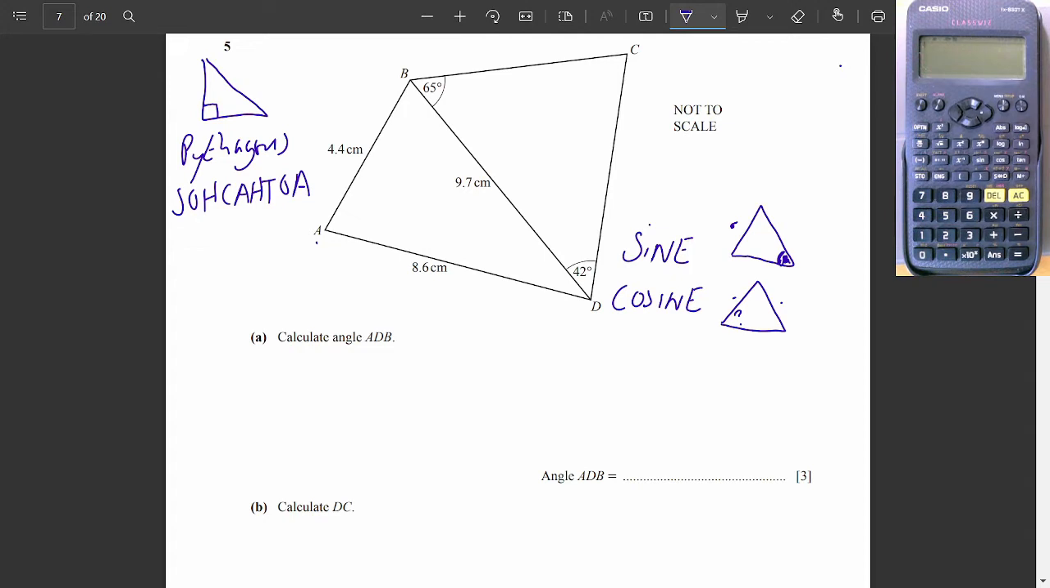So as explained before, we're working with triangles. If it's right angle triangles, we use Pythagoras or SOHCAHTOA. If it's not a right angle triangle, we use the sine or the cosine rule. So for question B, calculate DC. DC is this side over here.